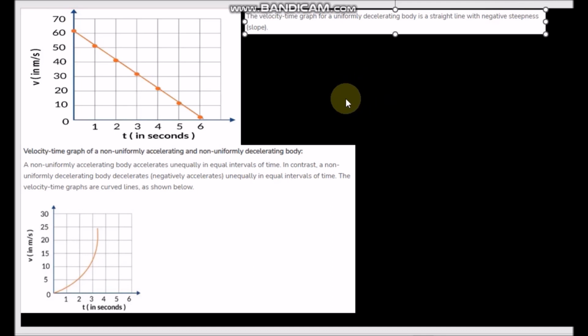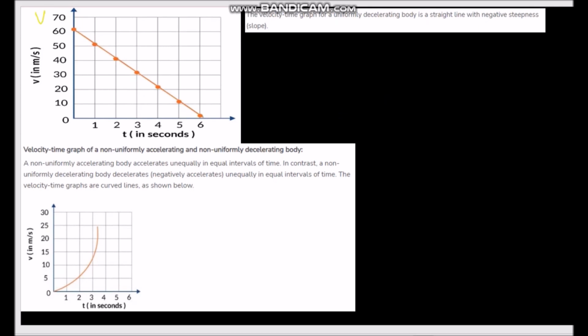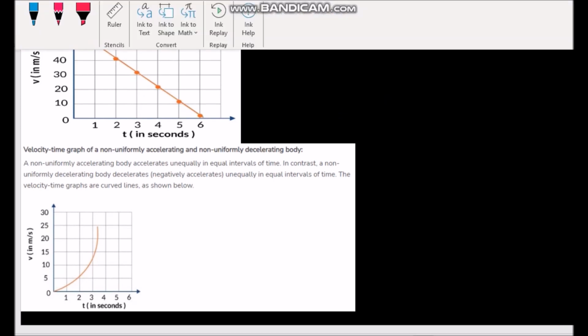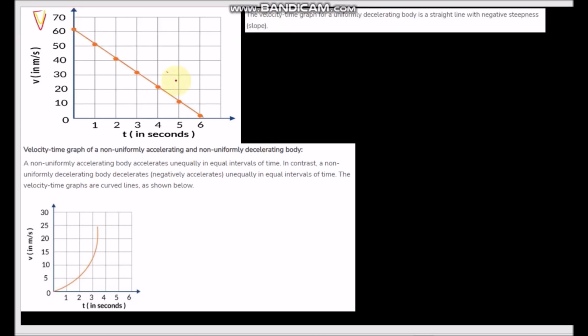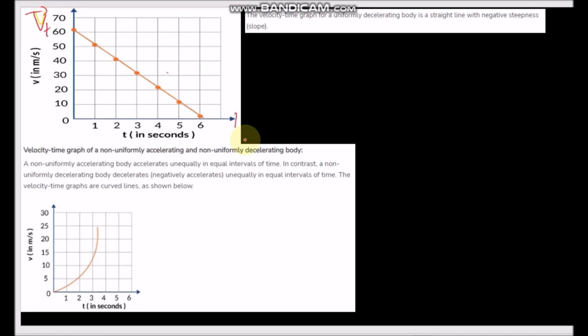Here is another velocity time graph. The velocity time graph for uniformly decelerating motion is a straight line with negative steepness. Look, it's negative steepness. The velocity is decreasing from an initial velocity of 60 meters per second to 0. If you calculate the acceleration, for example, at point 1, how can we calculate the acceleration?